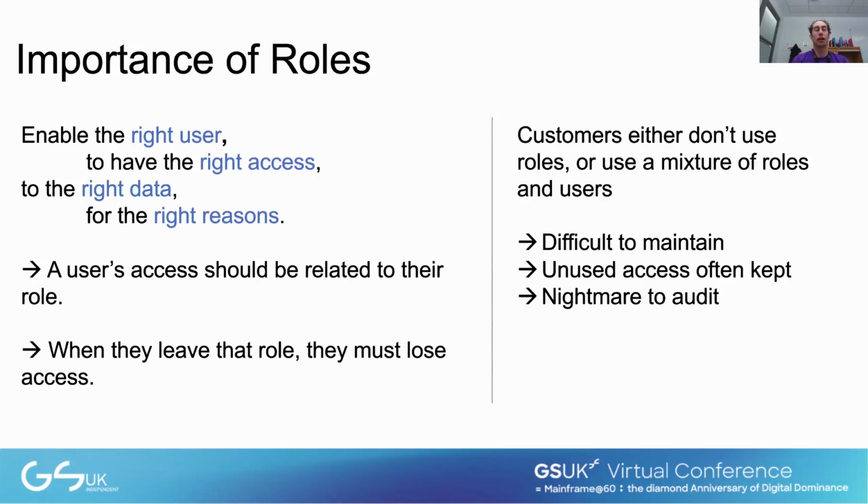So how can we make Zero Trust in CICS work? Well, this is all reliant on having well-defined user roles. So it fits in with that statement of enabling the right user to have the right access to the right data for the right reasons. And the user's access then should be related to their job role. And if they leave that role, then they should lose the access.